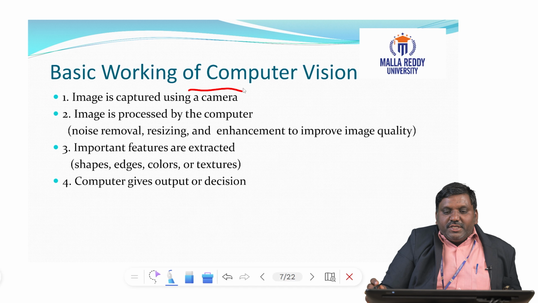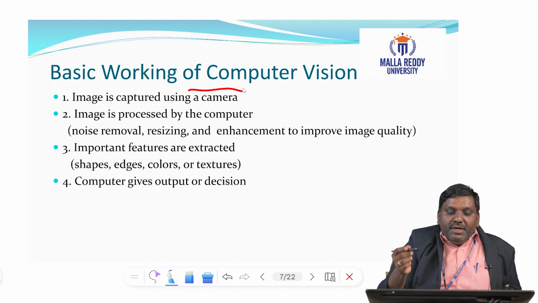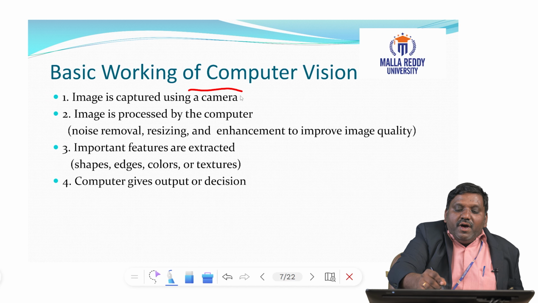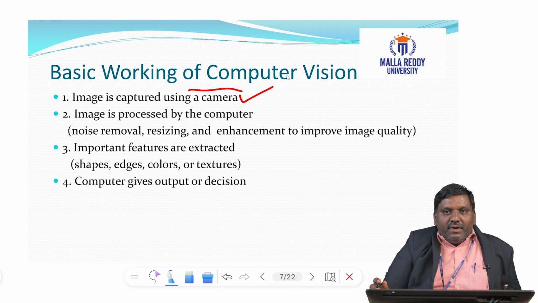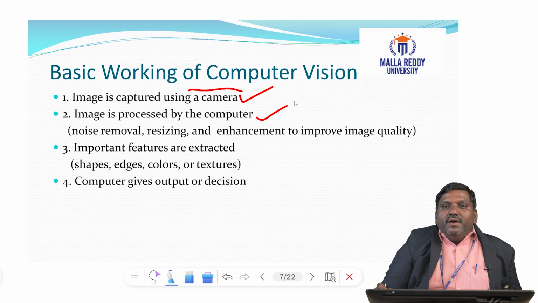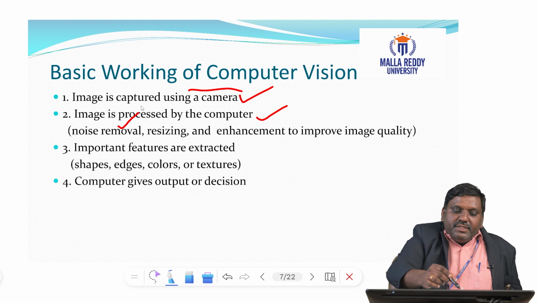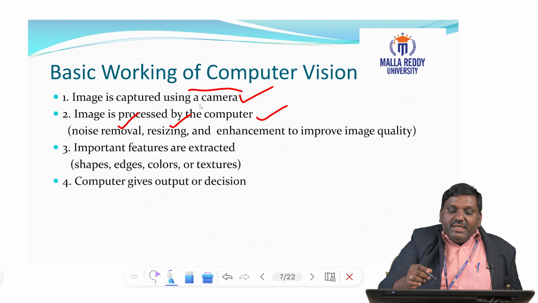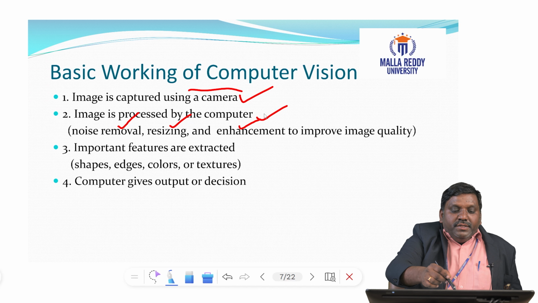Now, the basic working of this computer vision model, I already told. First, we want to capture the image. In order to capture the image, a camera or a sensor is required. That is the first step. In the second step, I want to process the image. In order to process the image, I am supposed to use some pre-processing techniques. Either I can use noise removal, image resizing, or image enhancement techniques to improve the quality of the particular image.